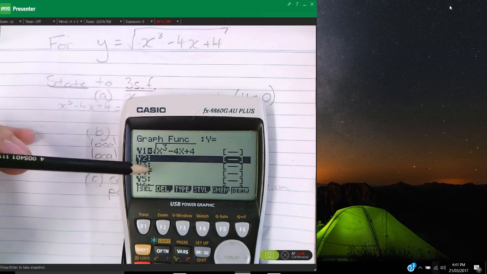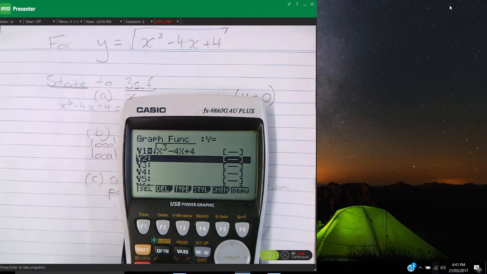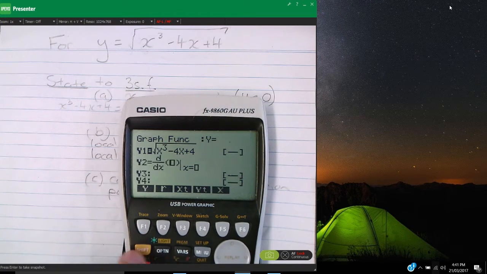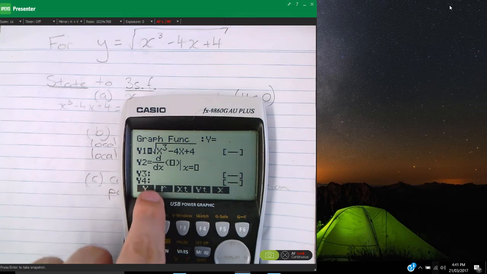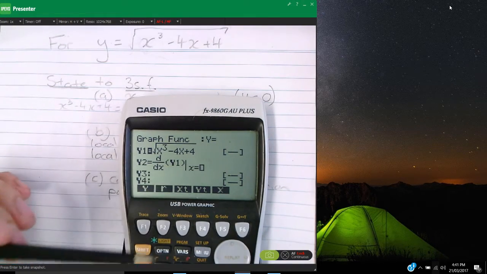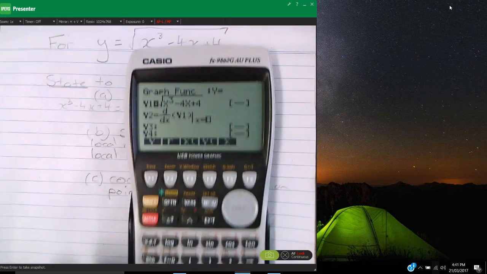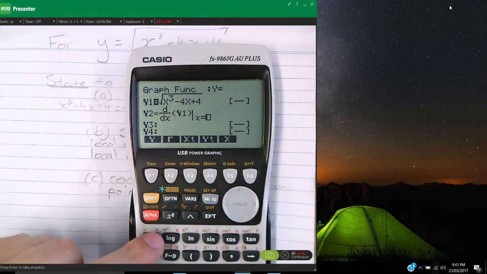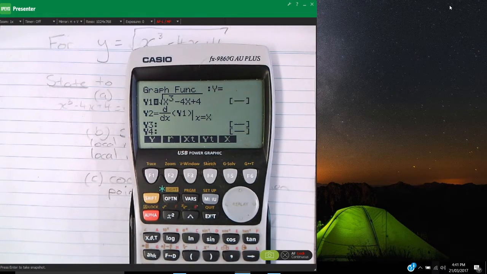So how do you graph the first derivative of this function? Press Options, Calc, dy by dx. Okay, dy by dx of y1. You have to click on that y there, so that's y and then just the number 1. Over here, we're not going to find the derivative at a particular value. We're going to solve it for all values, and we're going to use the variable key here. So that's x.